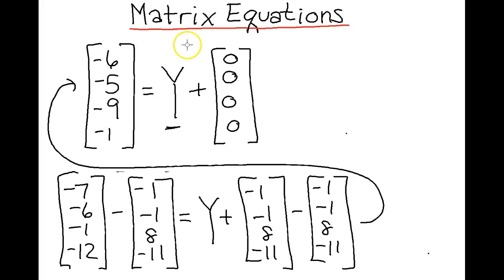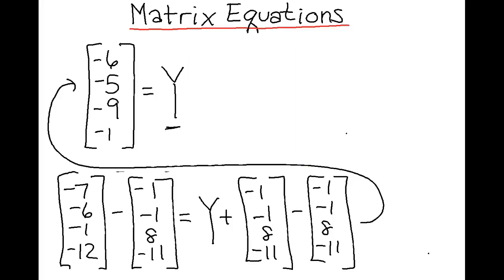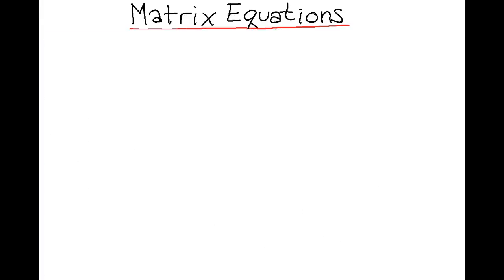So the zero matrix, when we add it or subtract it, it's like adding or subtracting 0 from a variable. It just goes away. So our final solution is our matrix Y equals -6, -5, -9, and -1. So these were all one-step matrix equations. Now I'm going to move on and do a two-step matrix equation.